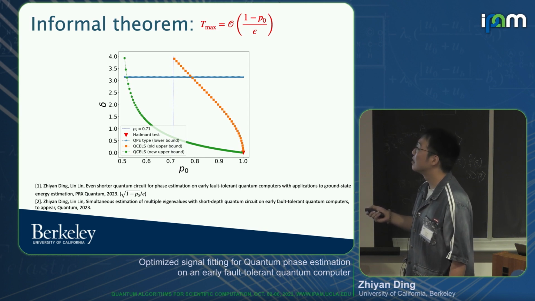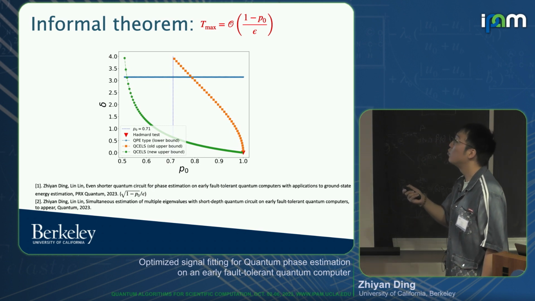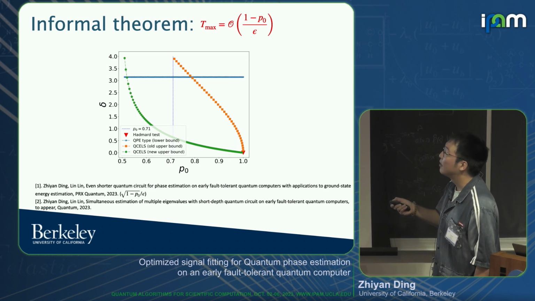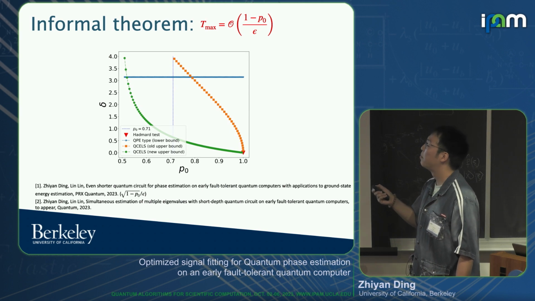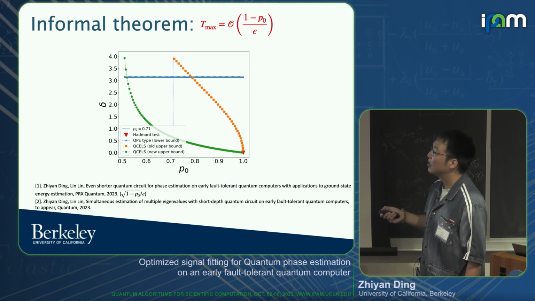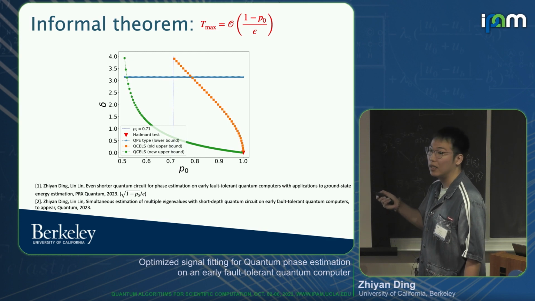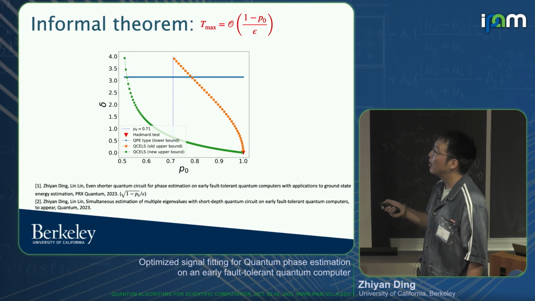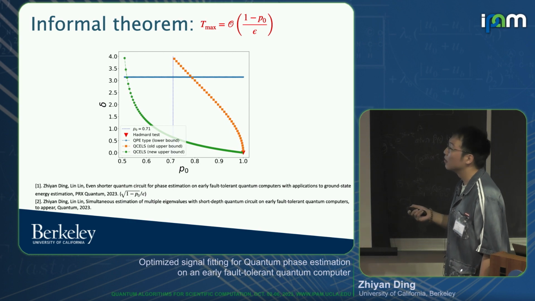We can also understand this result from this graph. Here, let delta be the pre-constant before 1 over epsilon in my Tmax. If we look at all the QPE-type methods, then for any P0, this delta is always larger than pi. From 0.5 to 1, it's always larger than pi. But for the Hadamard test, you directly drop to 0. So what is delta? Delta is a pre-constant before 1 over epsilon in your Tmax.